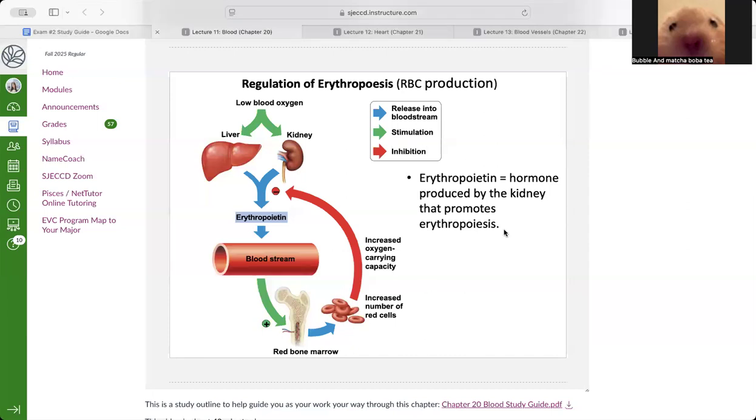And you know how I said red blood cells carry oxygen? So when you have low blood oxygen, it triggers erythropoietin secretion. Let me break it down, guys. The kidneys are like, oh my God, this person has low oxygen. And then they're like, okay, let's go make some red blood cells. So erythropoietin's like, okay, I'm on it.